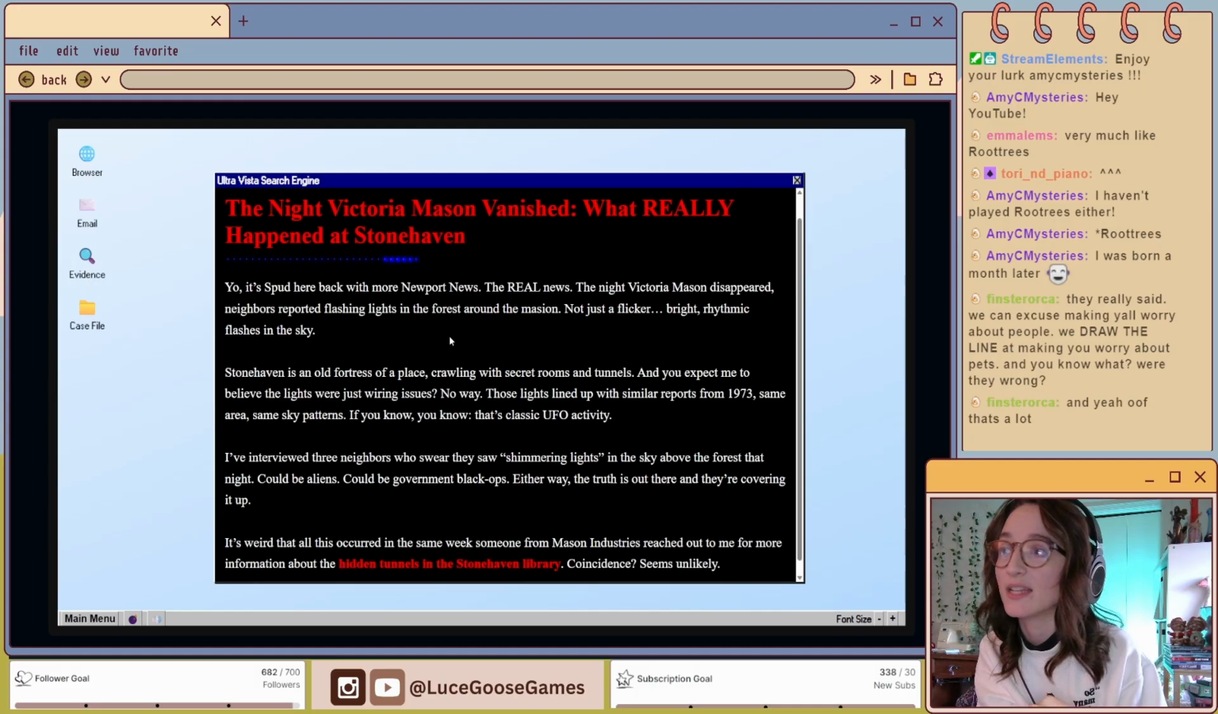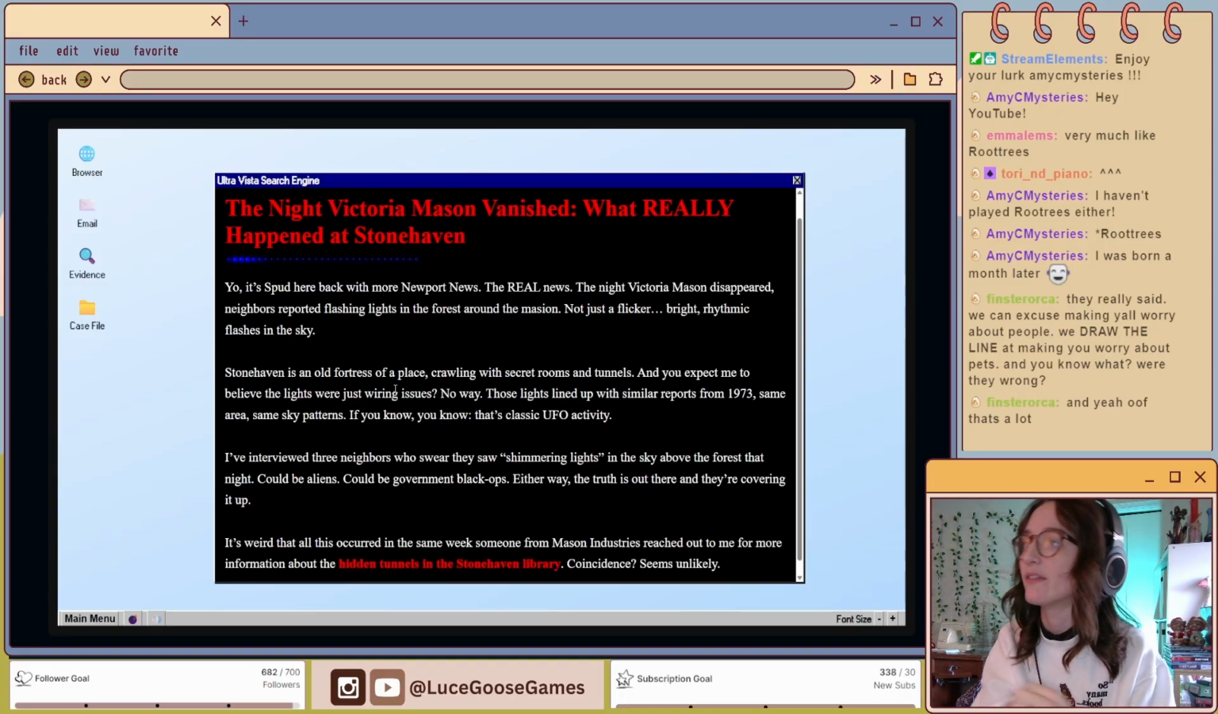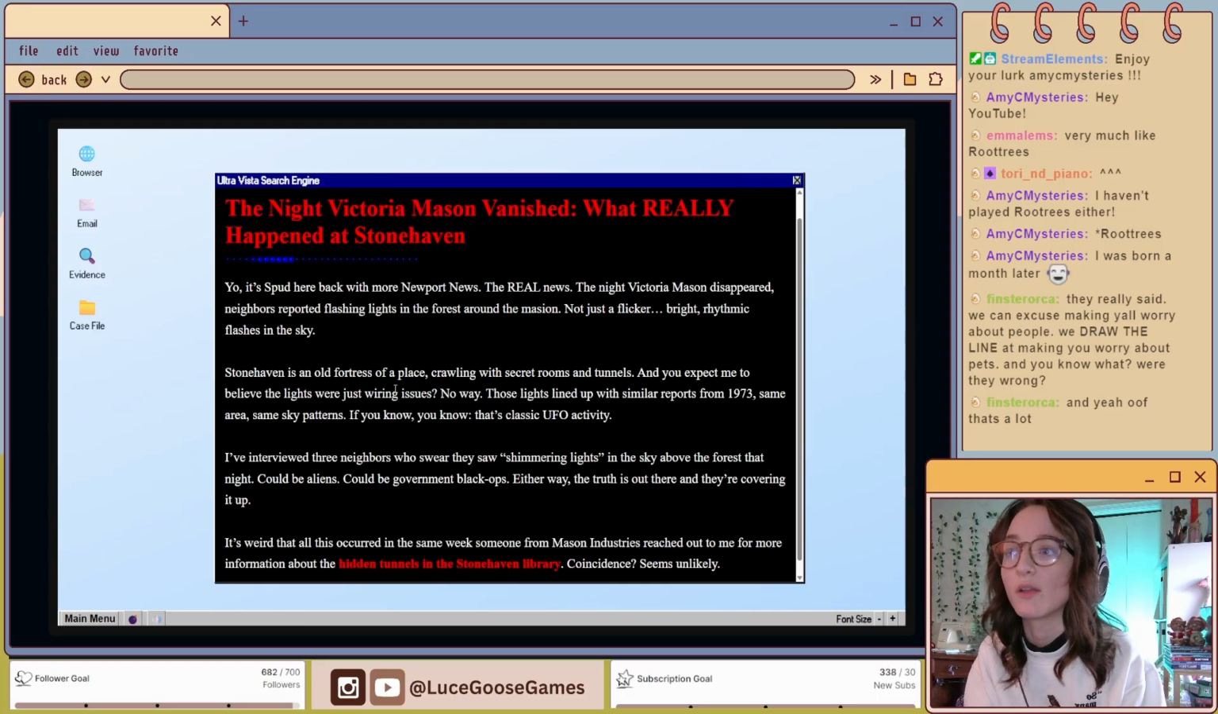It's Spud here, back with more Newport news, the real news. The night Victoria Mason disappeared, neighbors reported flashing lights in the forest around the mansion. Not just a flicker, bright, rhythmic flashes in the sky. Stonehaven is an old fortress of a place, crawling with secret rooms and tunnels. And you expect me to believe the lights were just wiring issues? No way. Those lights lined up with similar reports from 1973. Same area, same sky patterns.